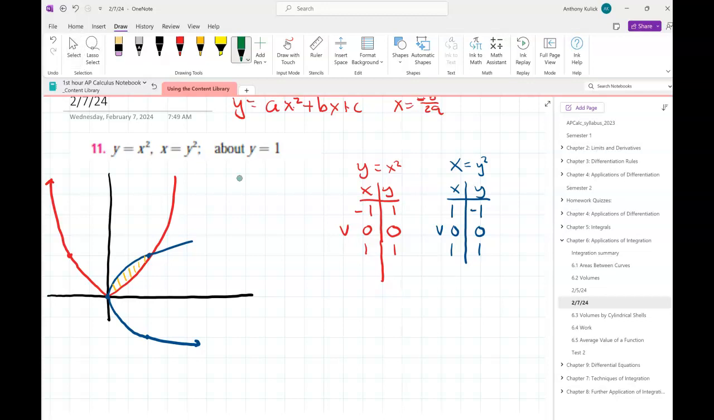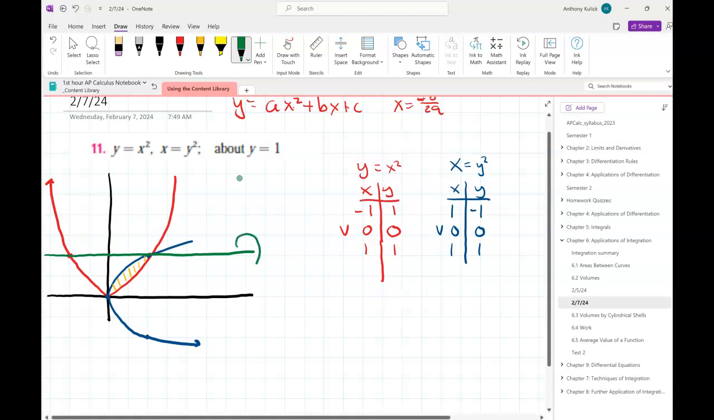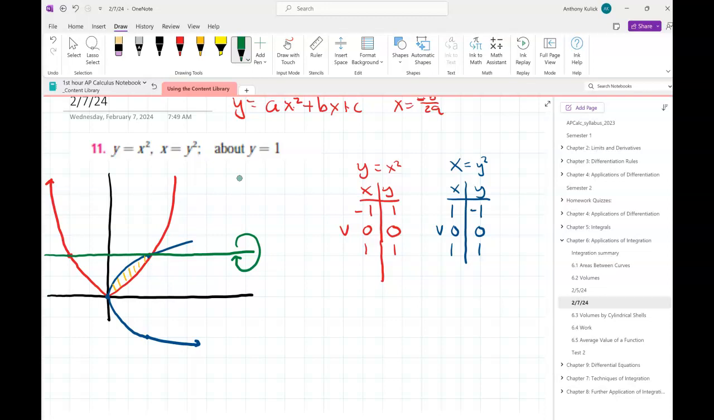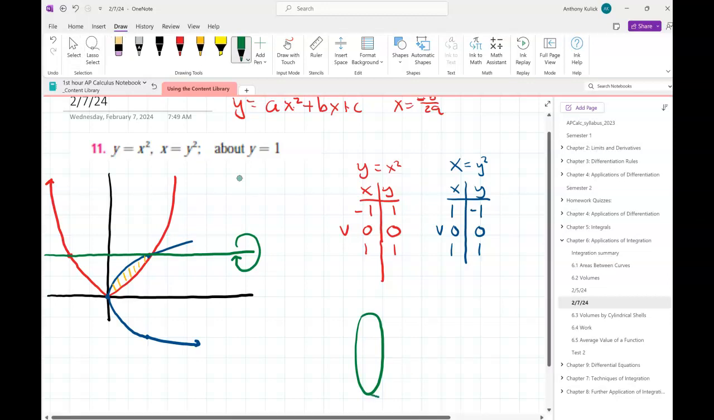Yeah. And then we're going to be rotating about the line y equals 1. So we're going to be kind of doing that. All right. So what is this shape going to look like? With a three-dimensional shape for this. Try to do that a little bit better.